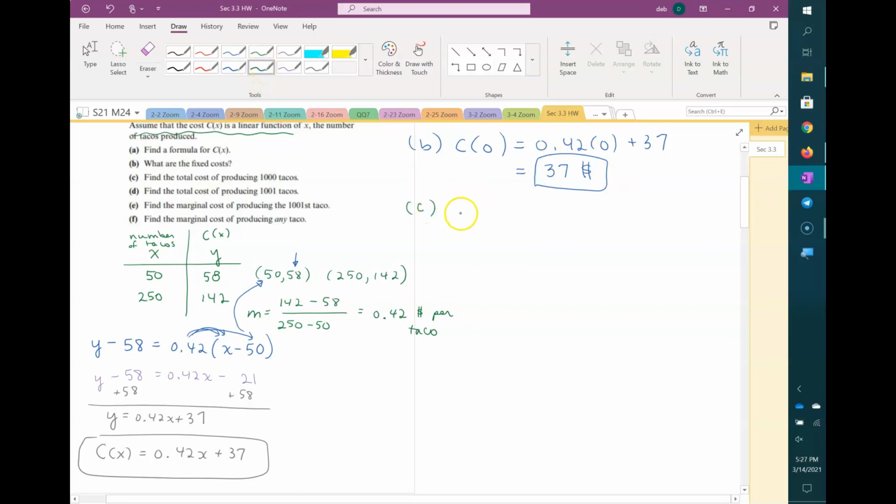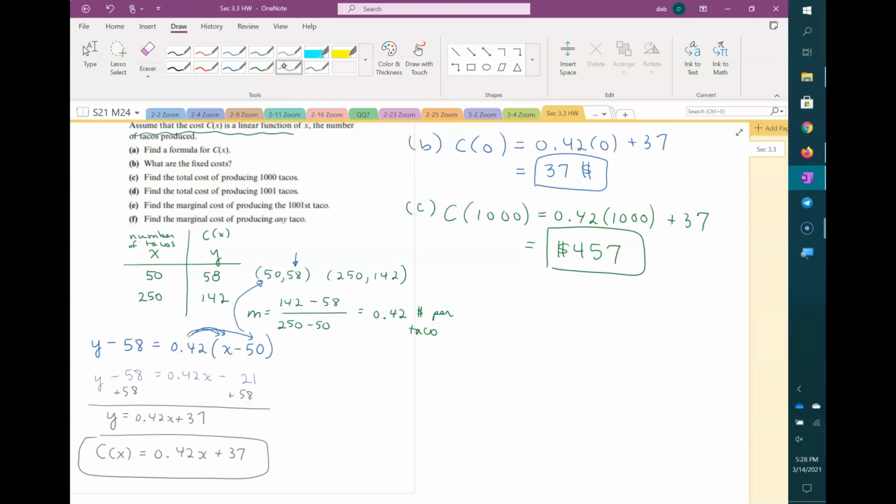Then it says find the total cost of producing 1,000 tacos. So that's going to be C of 1,000. So where I see x, I put a 1,000. And I get $457 for the cost of producing 1,000 tacos. Then D says the cost of producing 1,001 tacos. So we're going to put 1,001 into our function. And then we get 457.42.